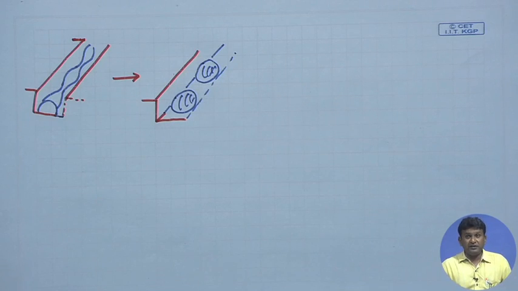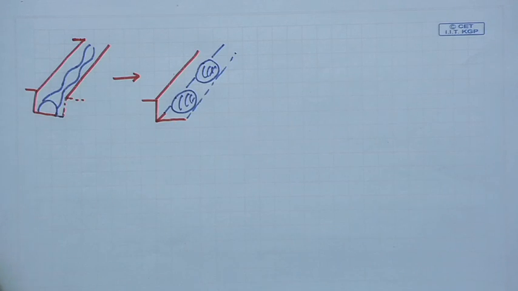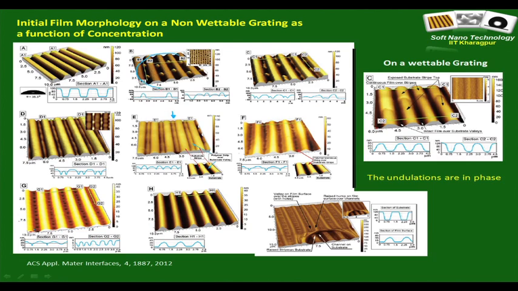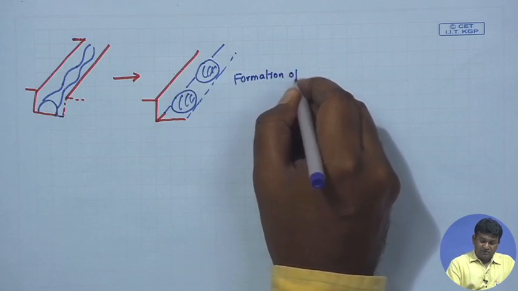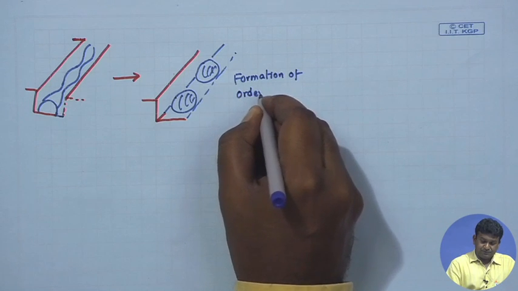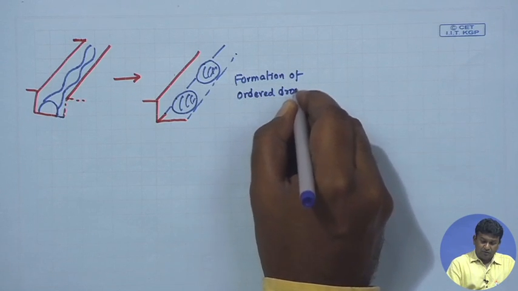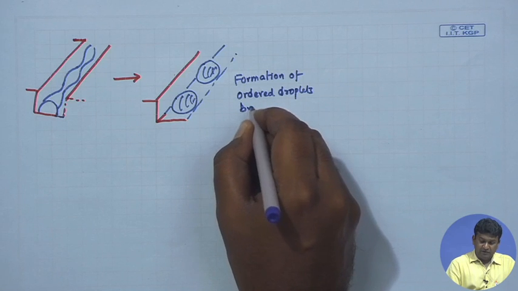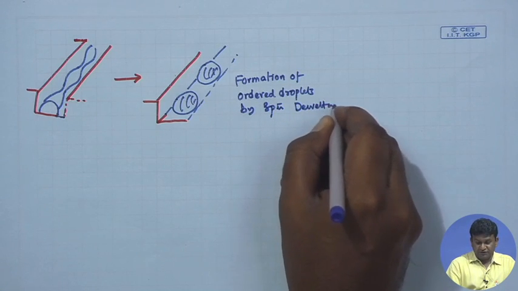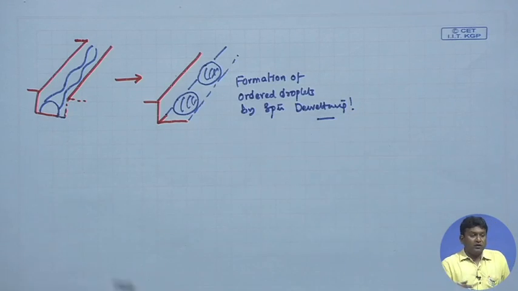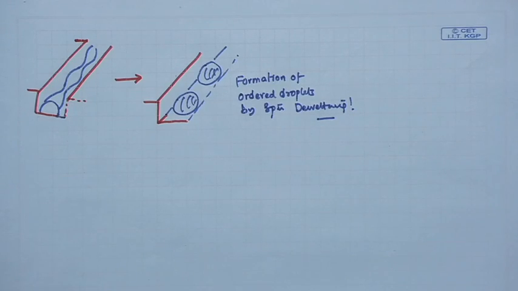And did you observe it anywhere? Yes, of course you have observed it. So when you say that you get a structure like this, this is precisely what has happened. And this is in fact formation, one can say formation of ordered droplets by spin dewetting. In fact, this also highlights the strength of spin dewetting, because all this happened in a fraction of a minute during the spin dewetting.